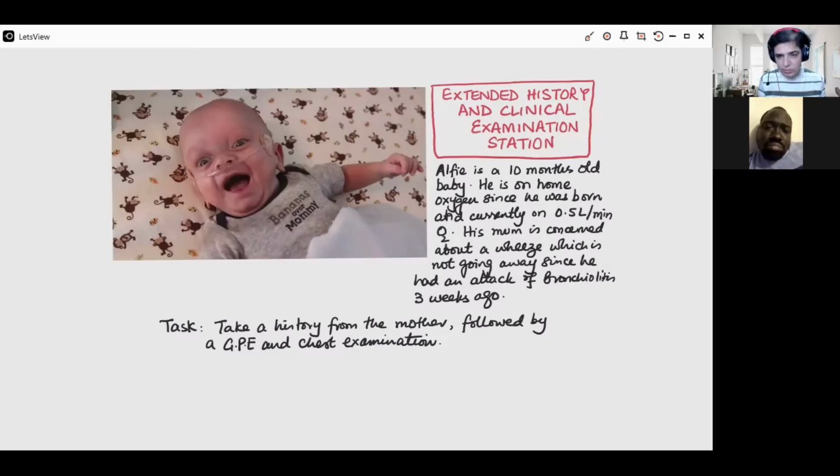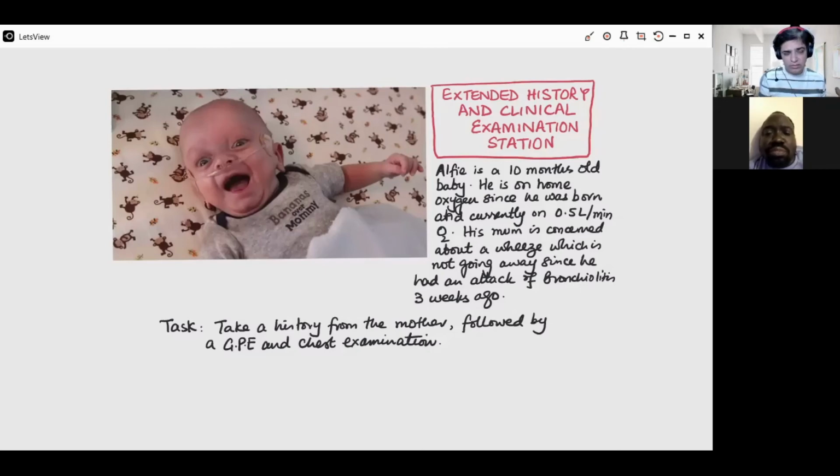They have to be treated a bit more aggressively, and the residual symptoms stay longer compared to normal children. But as long as he's a happy child, his work of breathing is fine, his sats are fine, his feedings are fine, then you don't need to worry about that. Another differential in this case could be gastroesophageal reflux.